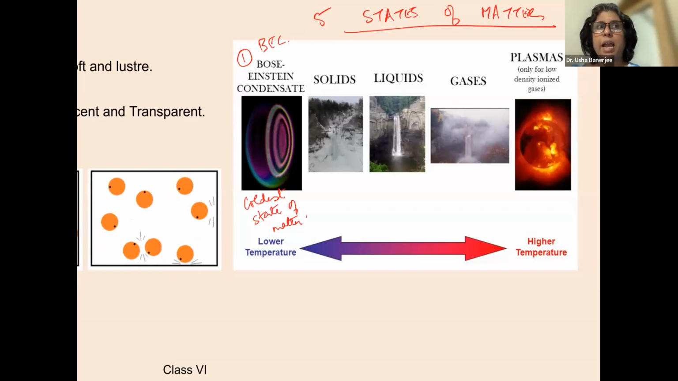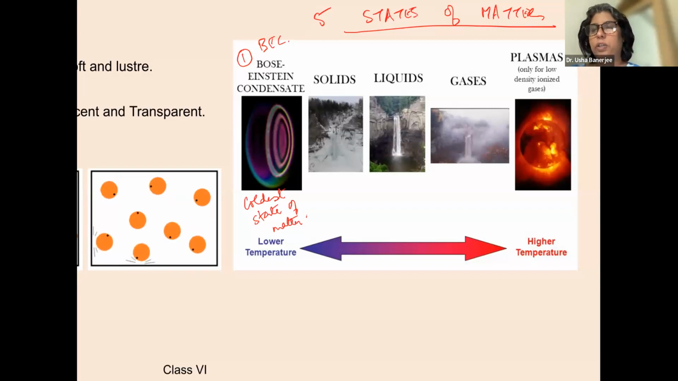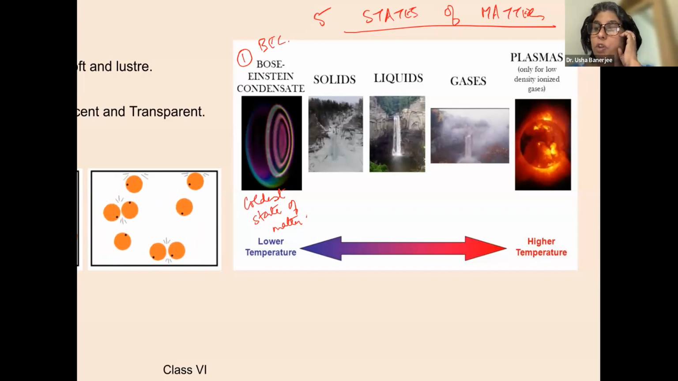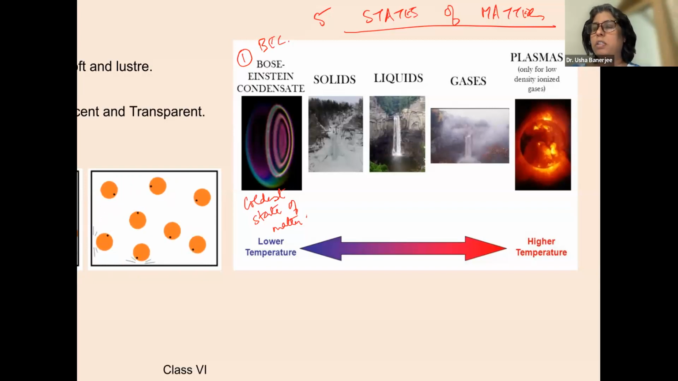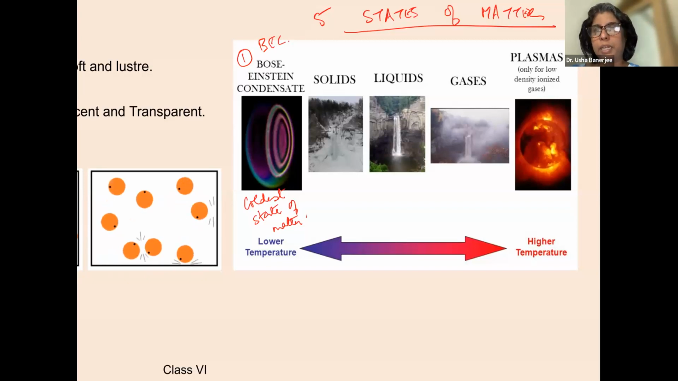So you can ask me, I never heard of this. What is this used for? So in today's class, possibly it will not be, I can't tell you details about it. But when we do the actual classes, we will do about what is the temperature of Bose-Einstein condensate, where it is used, etc., etc. Right.